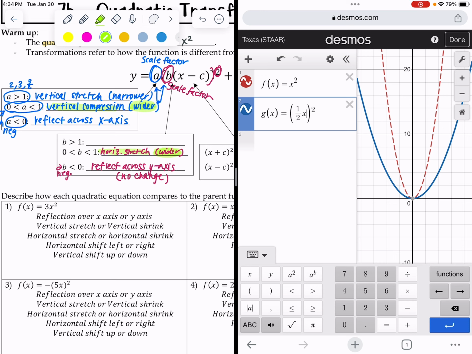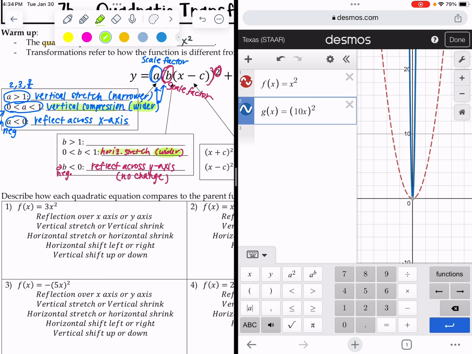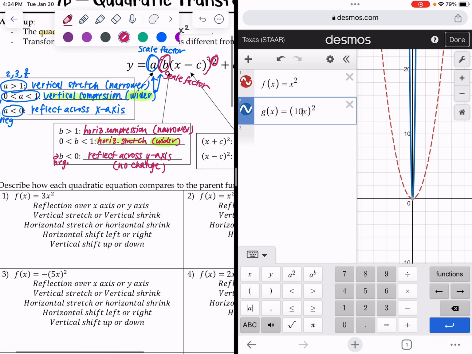And so a large value inside the parentheses, like 10, is going to make it really narrow. And so we call a narrower graph resulting from a scale factor inside a horizontal compression. These are the hardest transformations, okay? And so we'll look at some examples.